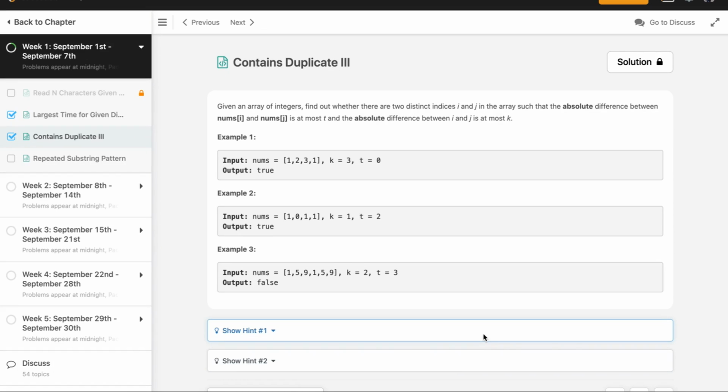Hello everyone, this is part 2. In this video I am going to discuss a more efficient solution to solve the contains duplicate problem. If you have not watched part 1 of this video, I highly suggest you watch it so that you better understand the problem statement and the brute force approach.